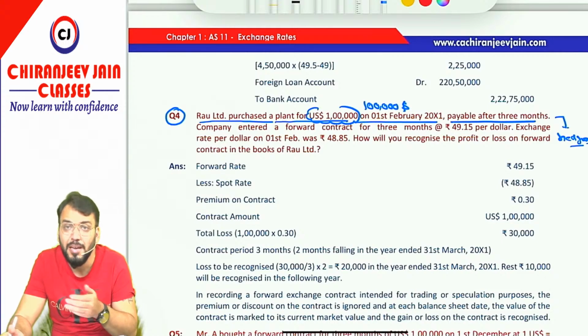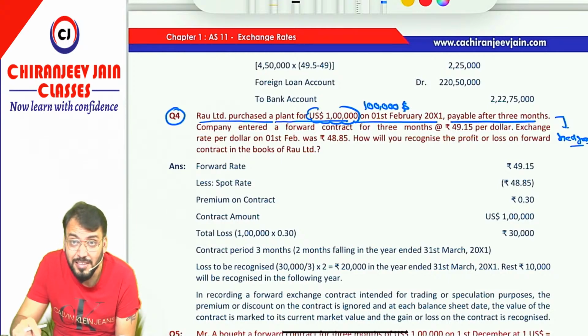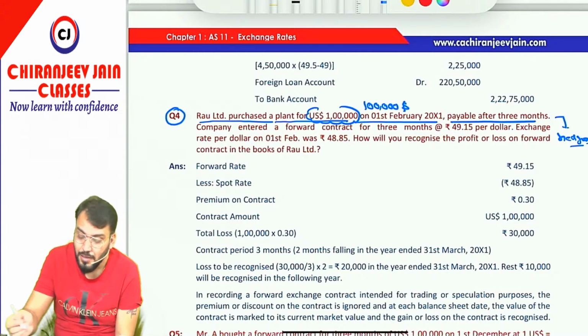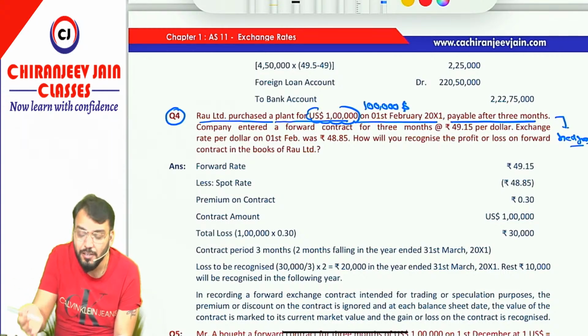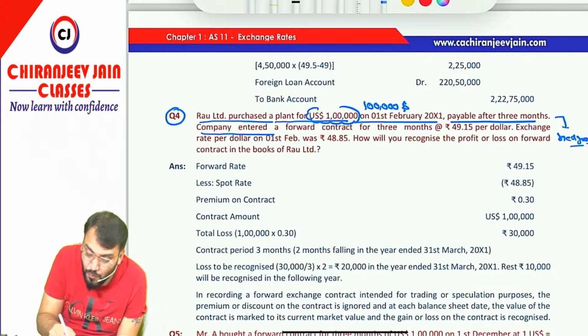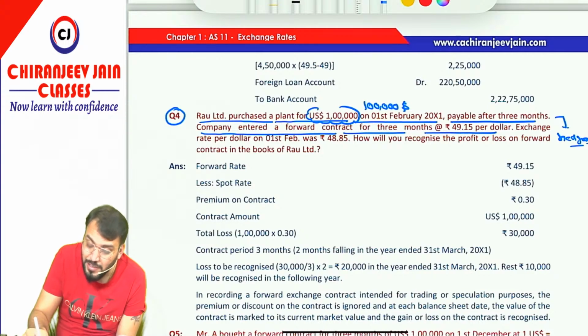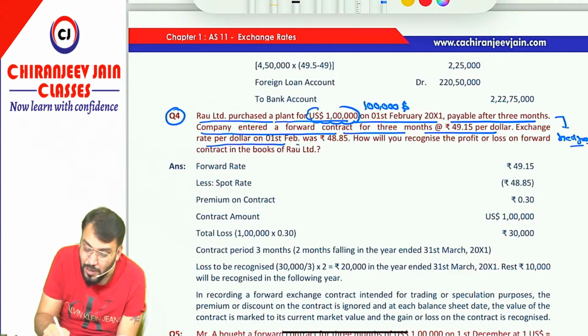Because can you see, if you have a payable in foreign currency and if the dollar rate increases in future, it means we need to pay a higher amount. So that is the risk involved in this particular liability. Yes sir. And therefore we are supposed to hedge that risk. Hedge means minimize that loss. For that purpose, the company enters into a forward contract for 3 months at 49.15 per dollar. So they enter into a forward contract to buy 1 lakh dollar at 49.15. Exchange rate per dollar on 1st Feb was 48.5.